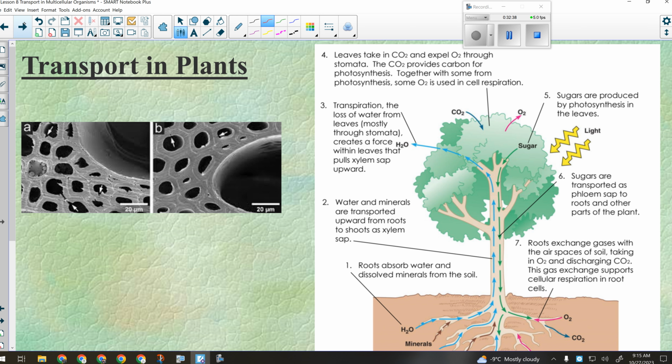The roots are going to absorb water and dissolved minerals from the soil. This is an osmotic thing. They move salts around to draw water into the roots. So the water comes into the roots, and once it's in the roots, it's going to start moving up the plant.